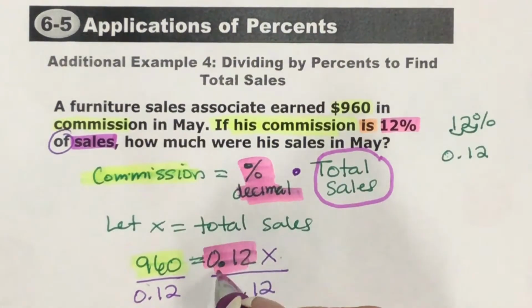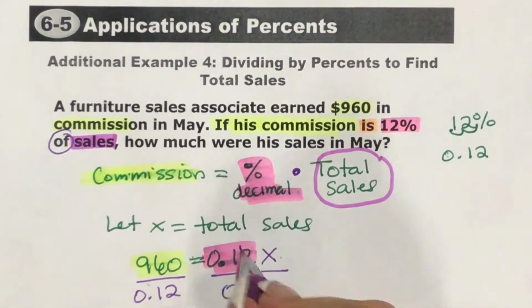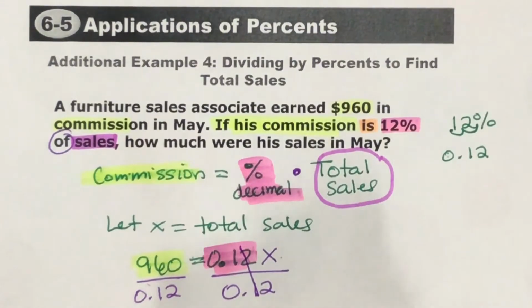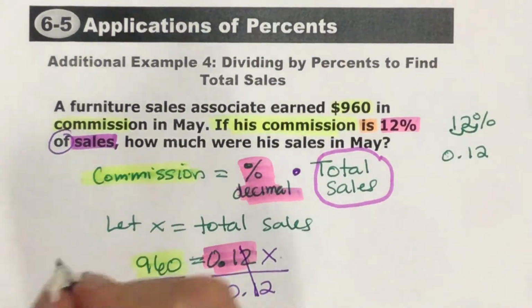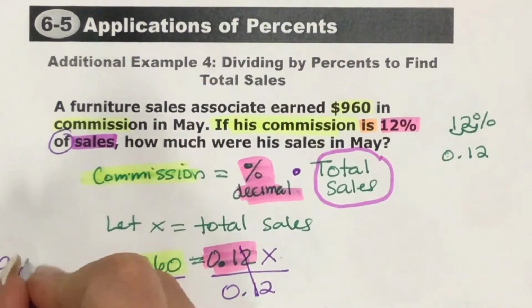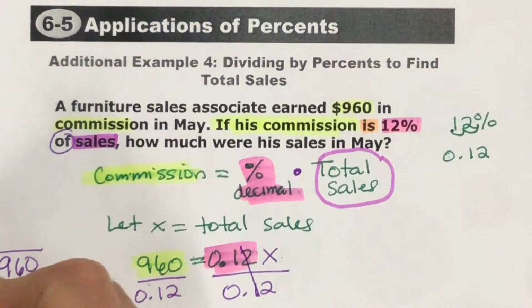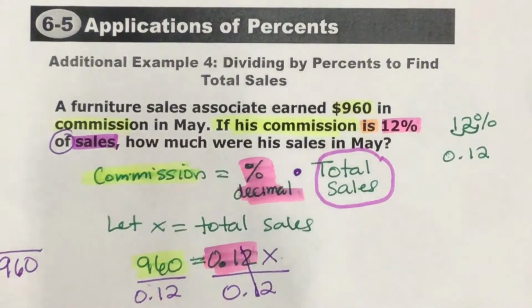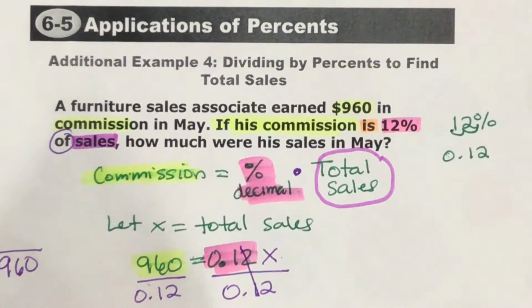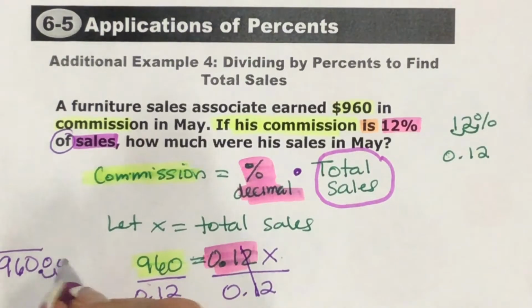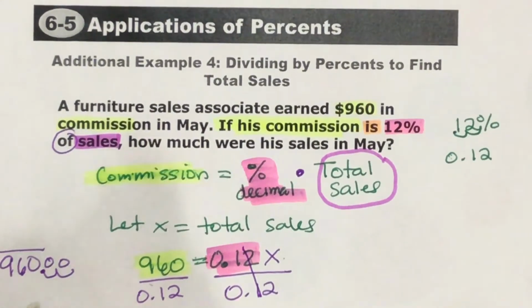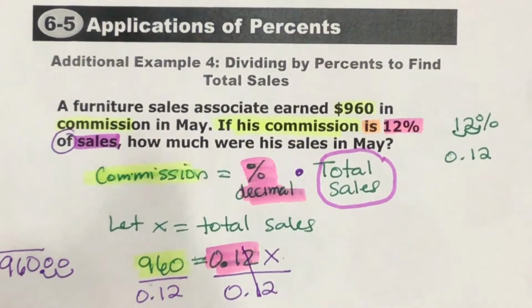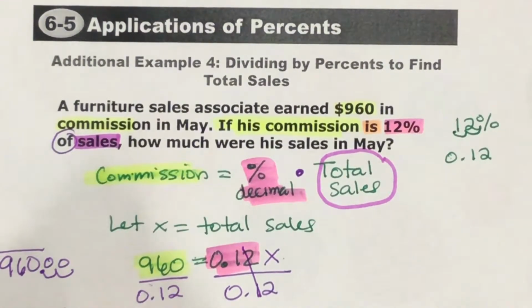What happens is this 0.12 divided by 0.12 ends up being 1. 1 times X is just X. And then I have 960 divided by 0.12. So I'm going to go off to the side. 960 divided by 0.12. You have to remember that whenever you're dividing by decimals, you can never divide by decimals. So we have to get rid of the decimal here. We're going to have to move this decimal place over 2 places, which means we have to move it over 2 places here and put zeros there. So we're really going 96,000 now divided by 12.